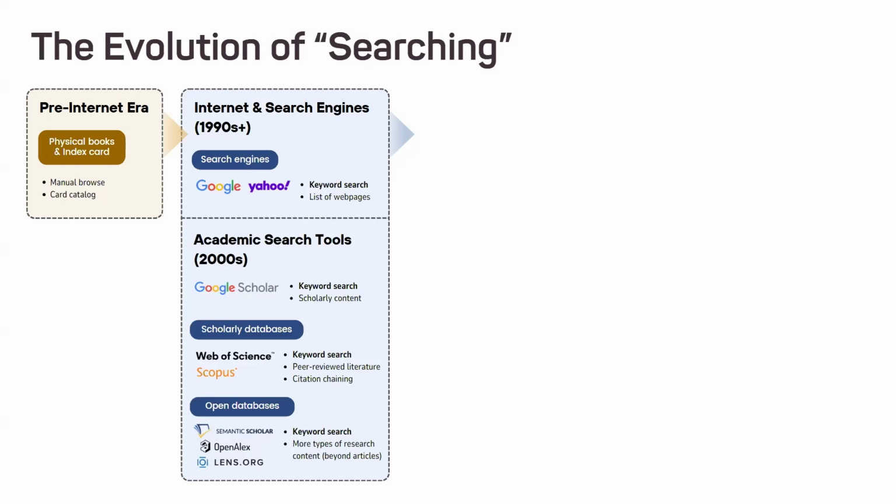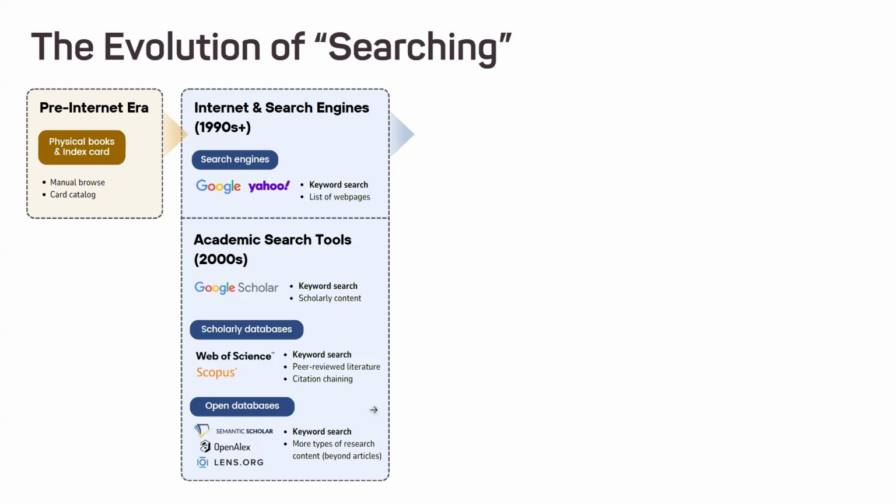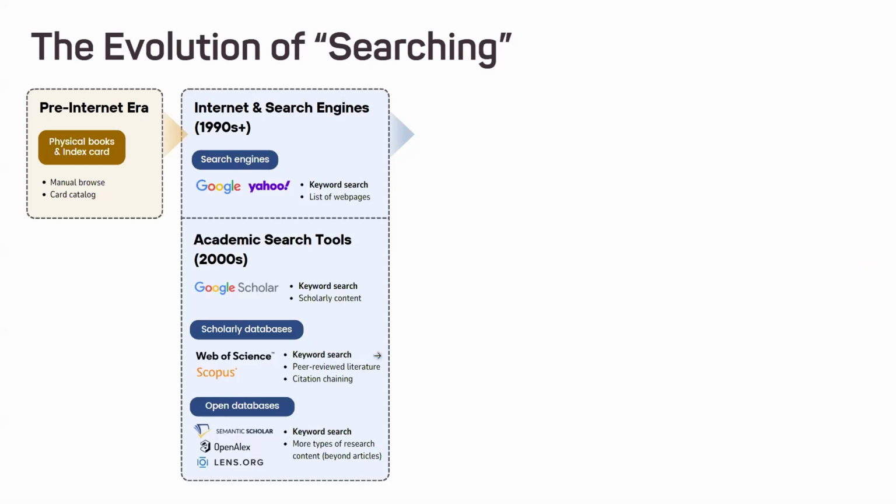And because of the openness of these platforms, we are able to build AI research tools, because many of those tools are actually using the data from, for example, Semantic Scholar. And these open databases provide more resources than just scholarly content or journal articles. Beyond journal articles, some of them provide patents and clinical trials, etc.